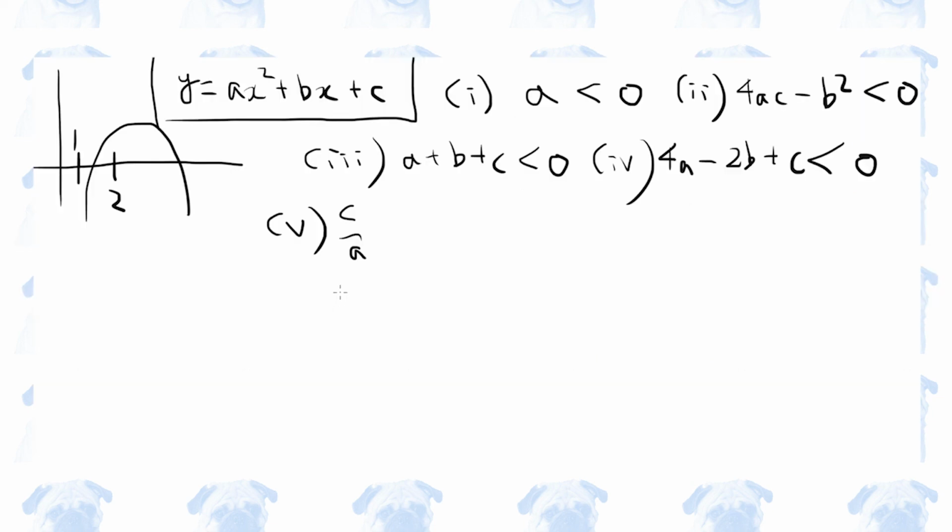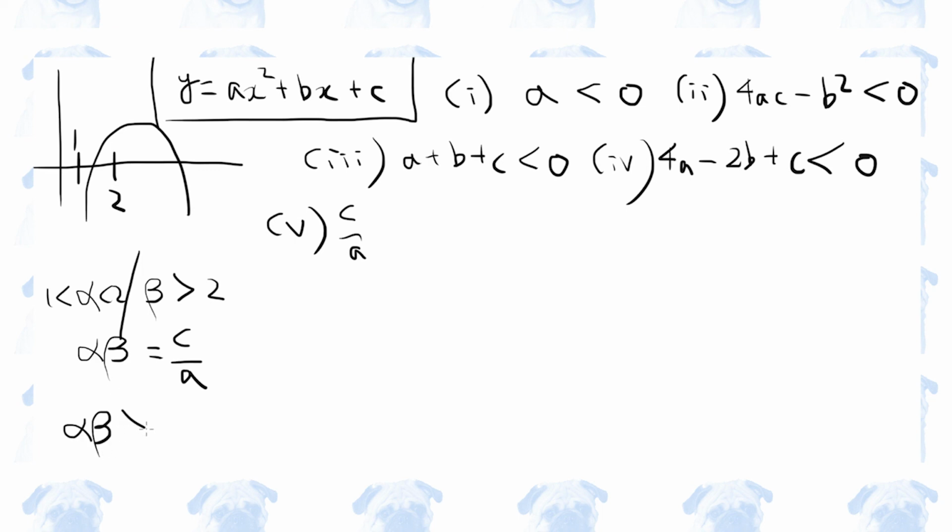In part 5, we have c over a. If the two roots of the parabola are alpha and beta, then the product of the two roots is equal to c over a. The first root is between 1 and 2, and the second root is definitely greater than 2. Since both roots are positive, the product of the two roots must also be positive. Alpha times beta is positive, therefore c over a is positive.